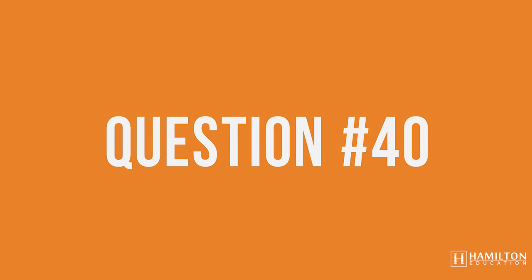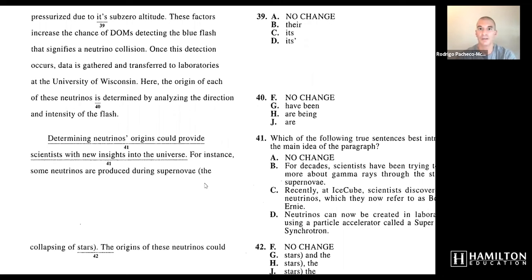Question 40 is a verb question. More specifically, this is a subject-verb agreement question. When it comes to verb questions, I think subject-verb agreement is probably one of the trickiest things. So let's take a look at the sentence. Here, the origin of each of these neutrinos, blank, that's going to be our verb, determined by analyzing the direction and intensity of the flash. So the first thing that we have to do here is determine what the subject is. And we have a lot of information that comes before the verb, right? Everything here that is bracketed comes before the verb. So how do we determine what the subject is?